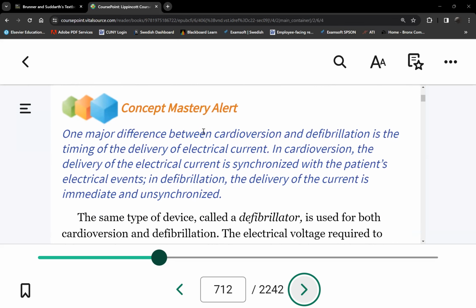When is it delivered in defibrillation? Whenever you press the button. When you press the red shock button, it will deliver the electrical shock. In cardioversion, when you turn on the sync button and then turn on the shock button, when is the shock delivered? The peak of an R wave. So it will take a few seconds as the device synchronizes with the patient's heart rhythm first and then delivers the shock at the peak of an R wave.